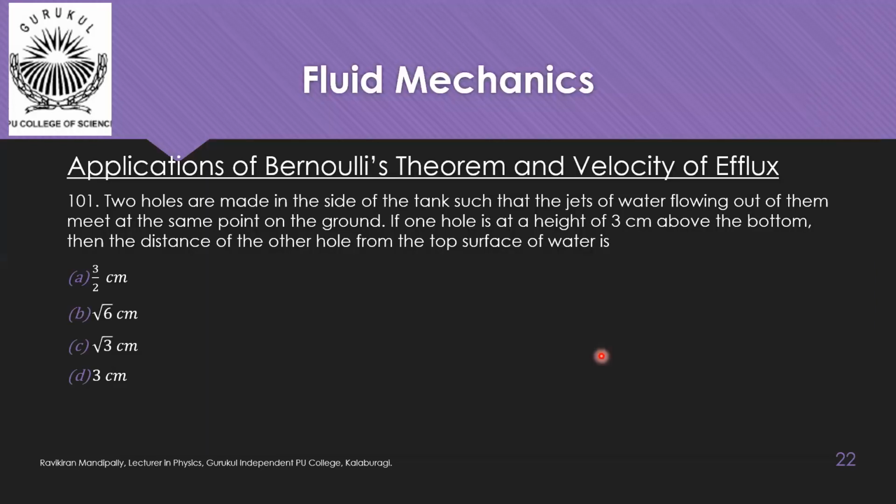Right. Then question number 101. Two holes are made in the side of the tank such that the jets of water flowing out of them meet at the same point on the ground. If one hole is at a height of 3 centimeter above the bottom, then the distance of the other hole from the top surface of water is.